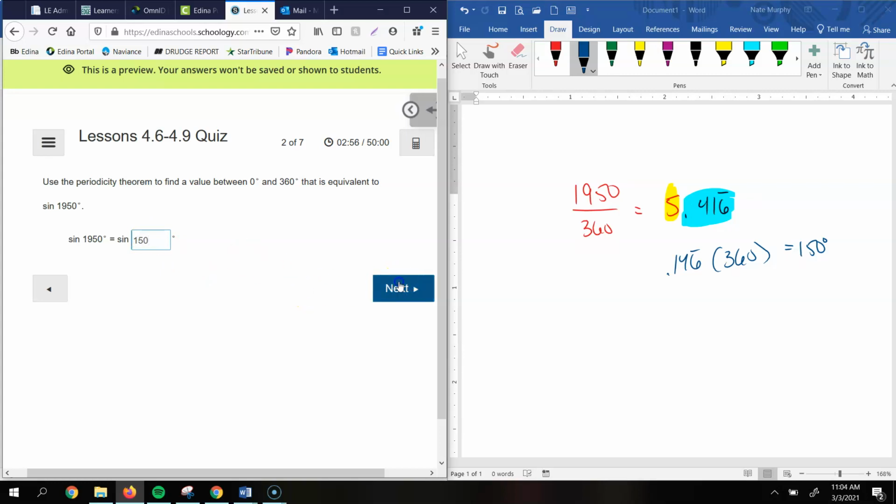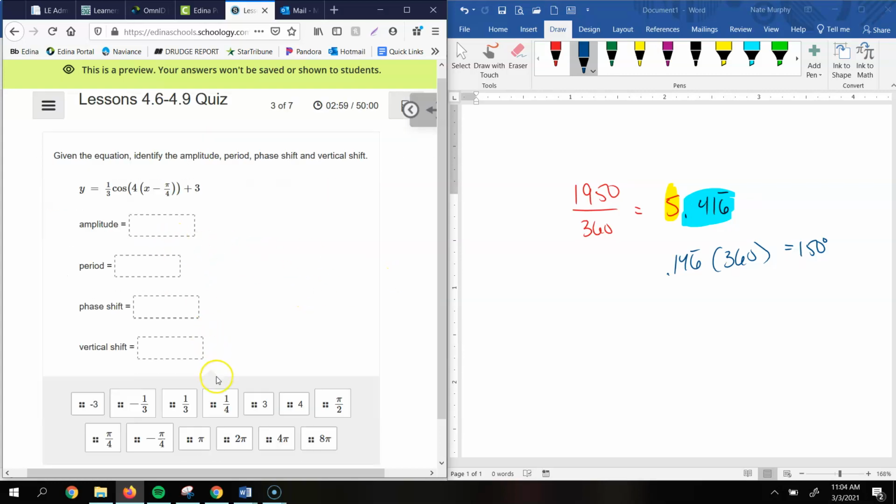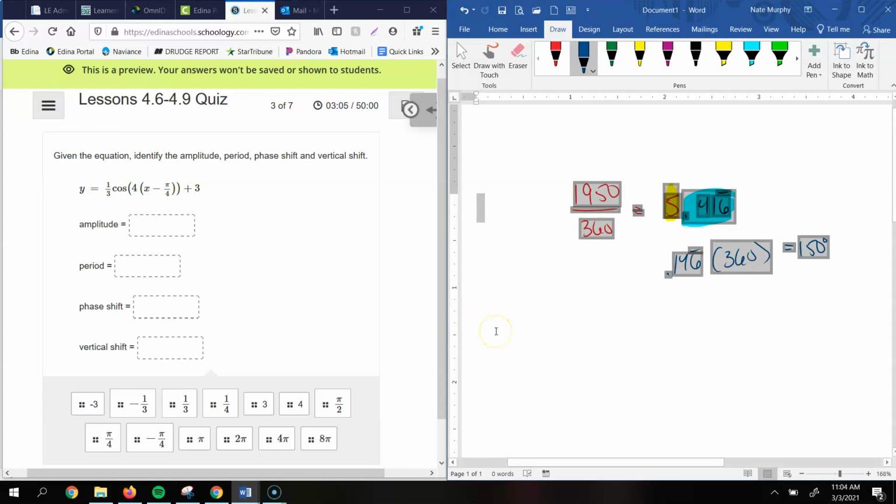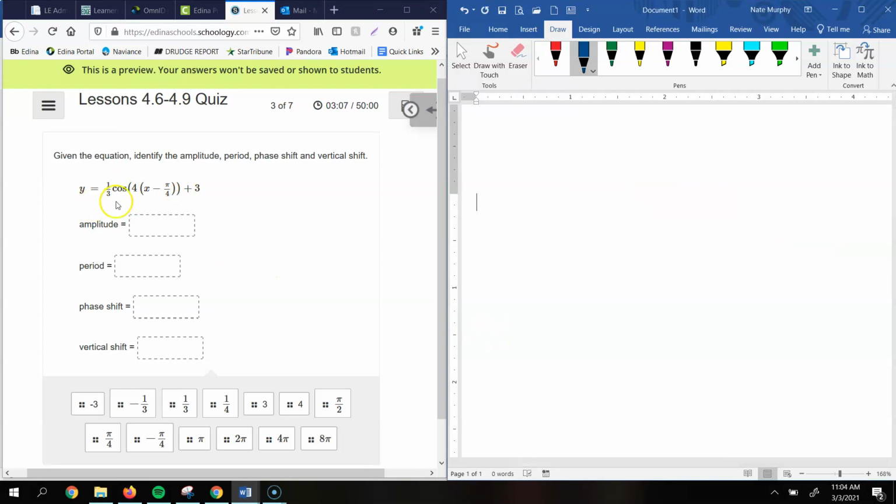There we go. All right, so this is a drag and drop problem. So this is the toughest one. I would recommend first thinking through the process here, thinking through what's going on with this equation. So let's start with the 1/3. The 1/3 means that this is going to be a vertical compression because it's between 0 and 1.